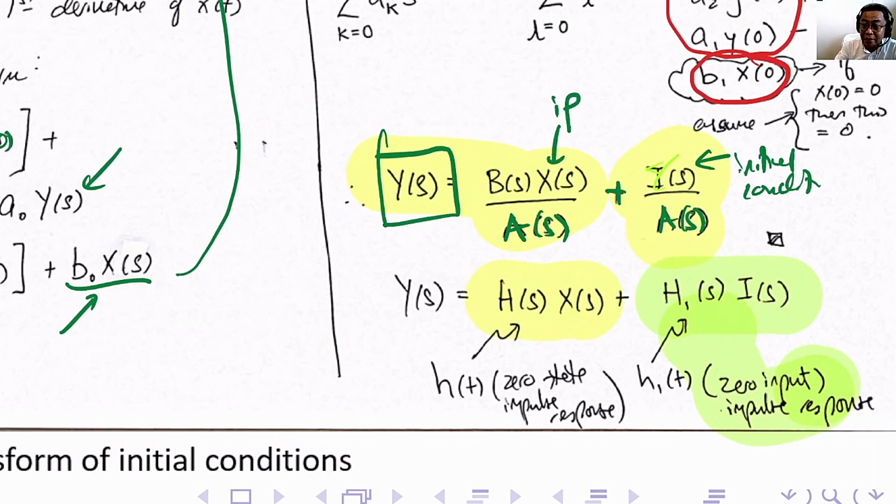So now you see why H of s and H1 of s exist. H1 of s is different to H of s. In fact, it's very interesting. H1 of s is simply 1 over A of s, while H of s is B of s over A of s.